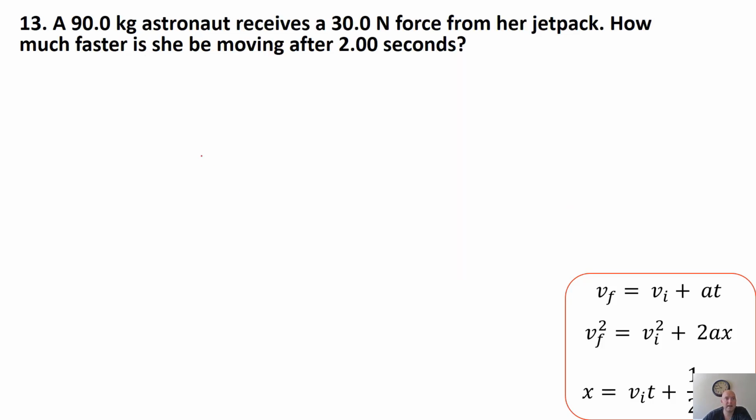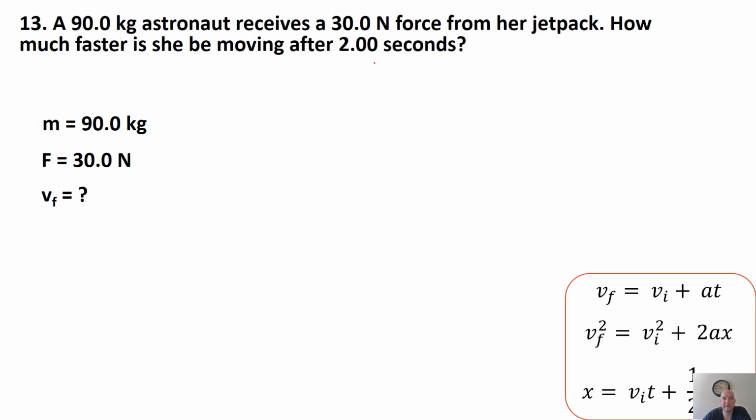Okay, in this problem we have a 90 kilogram astronaut that receives a 30 newton force from her jetpack. How much faster will she be moving after 2 seconds? So we can build up a givens list from this information. We've got a mass of 90, we've got a force of 30 newtons. We're asked for how much faster.